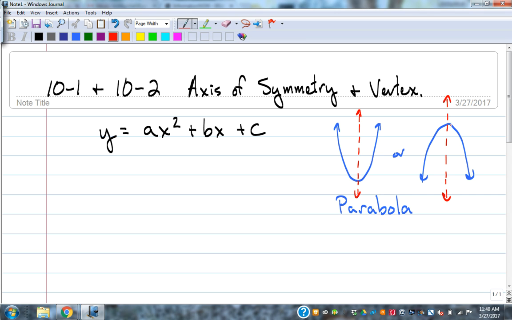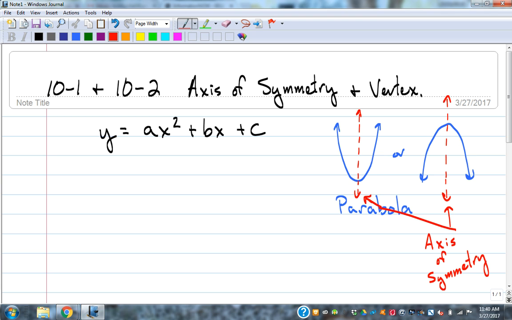So that red dotted line, those things are what we're calling the axis of symmetry. It's that imaginary line through the middle of the graph that you could fold it on and it'd match up. Okay, so axis of symmetry is what that is.